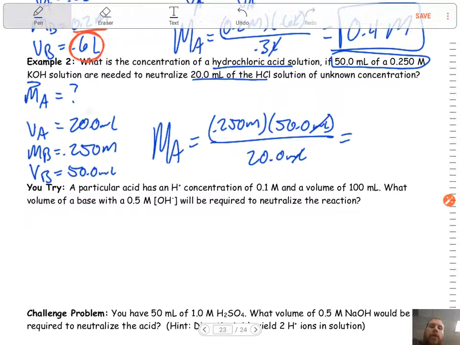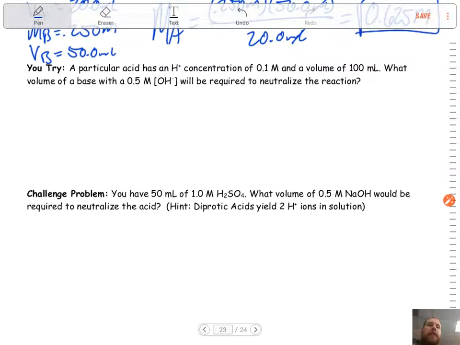Is it going to be stronger or weaker? It should be stronger. So the molarity that I get here in this problem should be higher than 0.25. And when I go through and do the math, I end up with 0.625 molar for the concentration of my unknown acid. All right? So that's two problems. You guys definitely try this one on your own and come back for the answer.